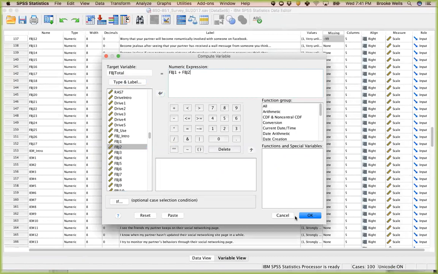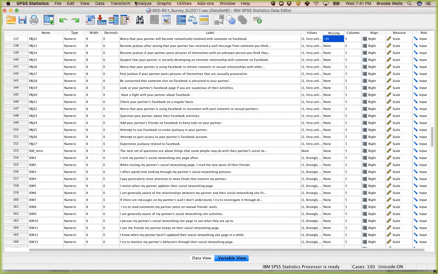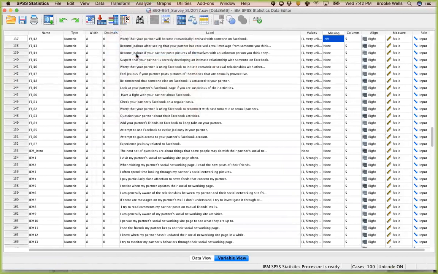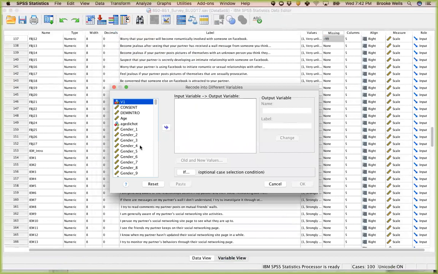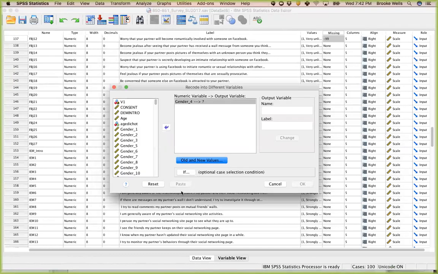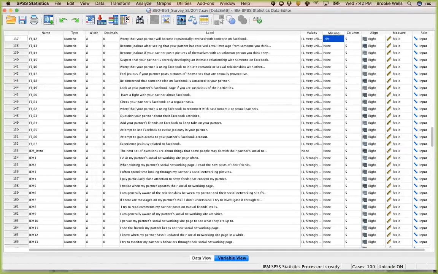The other thing that you would want to do before that is make sure that you've reverse coded any items that you want to reverse code. Typically when I'm reverse coding items, I do the recode into a different variable. I'm just going to put gender in there as an example, but that's not what I'm going to recode. So I want to say, if I'm reverse coding this, then 5 equals 1, 1 equals 5, etc. And then you can go through that whole paste process, or you can just hit OK and make sure everything is reverse coded in the way that you want it to be.